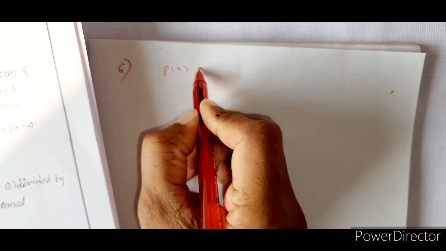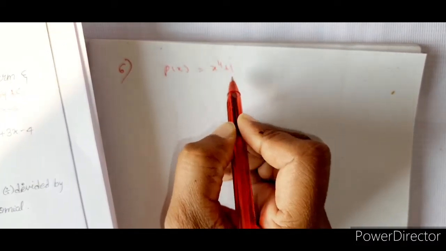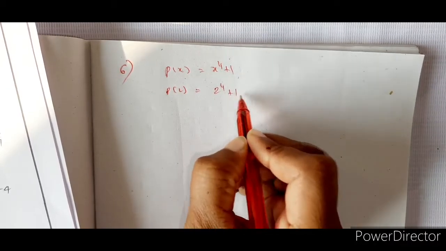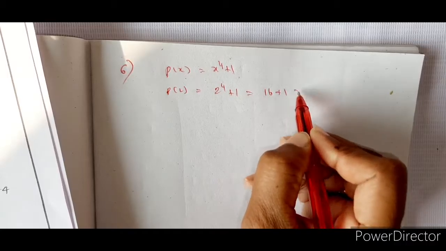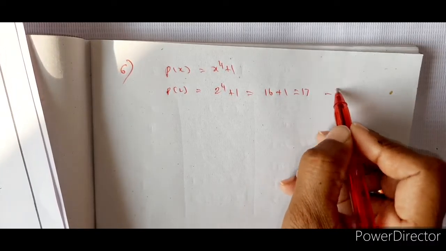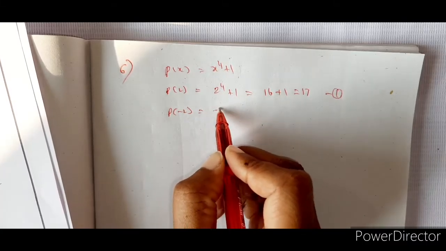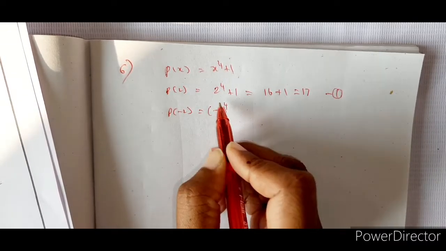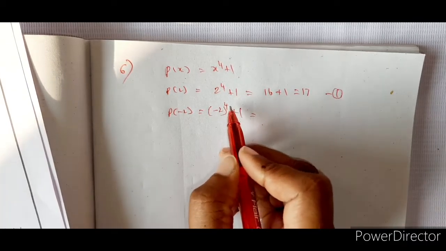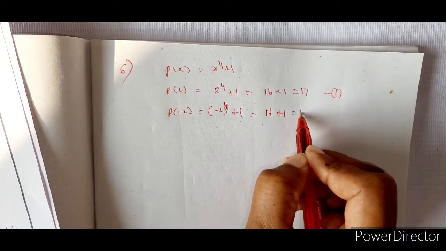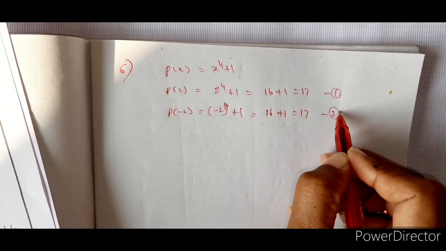P of x is equal to x power 4 plus 1. Now p of 2 is equal to 2 power 4 plus 1, that is 16 plus 1, which is equal to 17. This is equation 1. Now p of minus 2 is equal to minus 2 whole power 4 plus 1. It is an even power, so you will get a positive value. 16 plus 1 is equal to 17, equation 2.